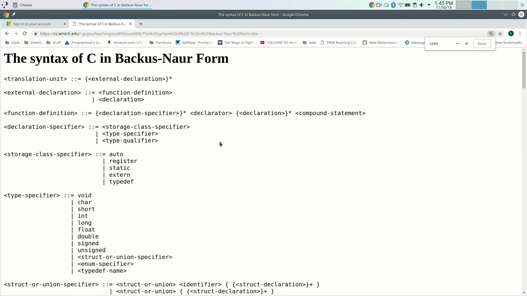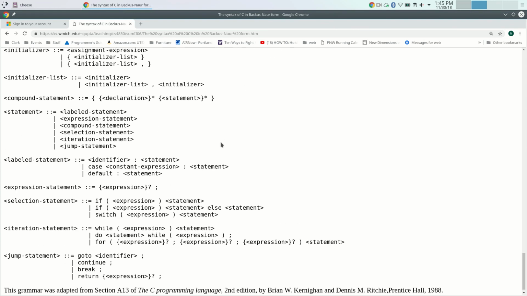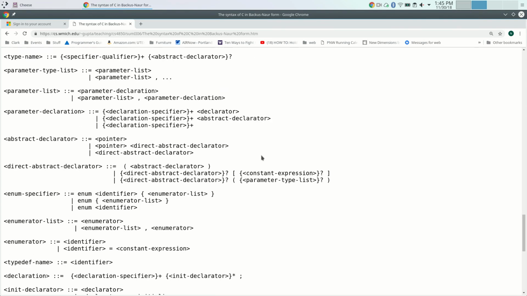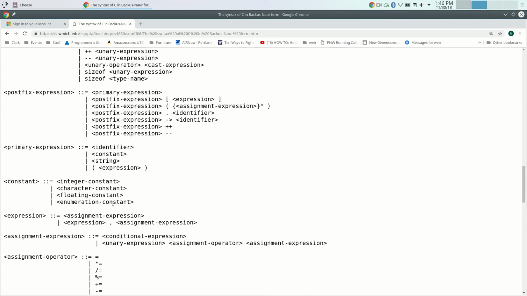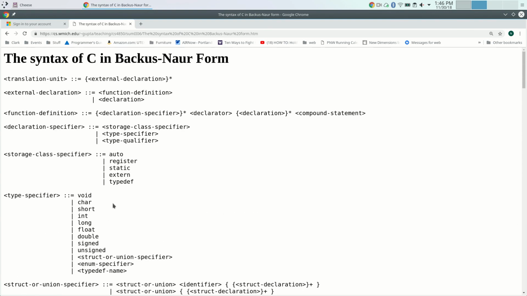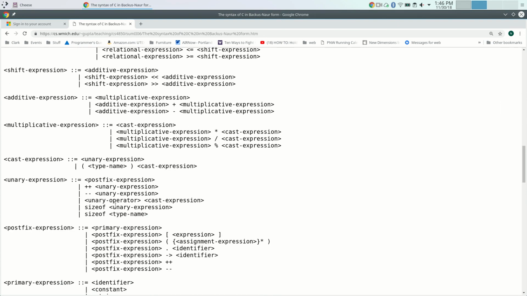So here's the BNF for the C programming language. And it's not that long. Well, I mean, a lot of it's like, assignment operators could be any of these things and so on. But this is like the entire C language, right? So a function definition is a declaration specifier, a declarator, declaration, and a compound statement. And what is a compound statement? Well, you can find an entry for that and apply that.